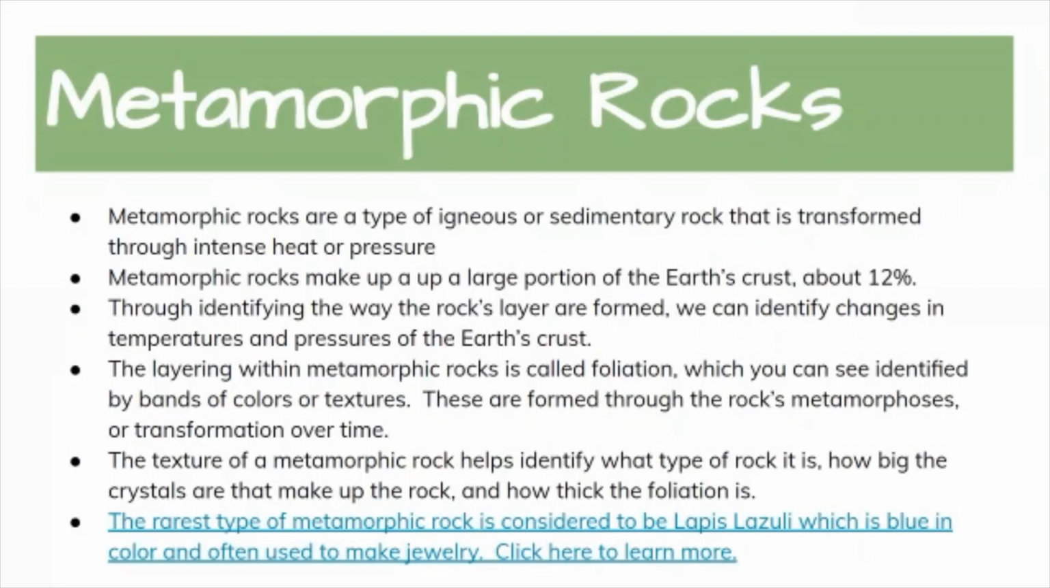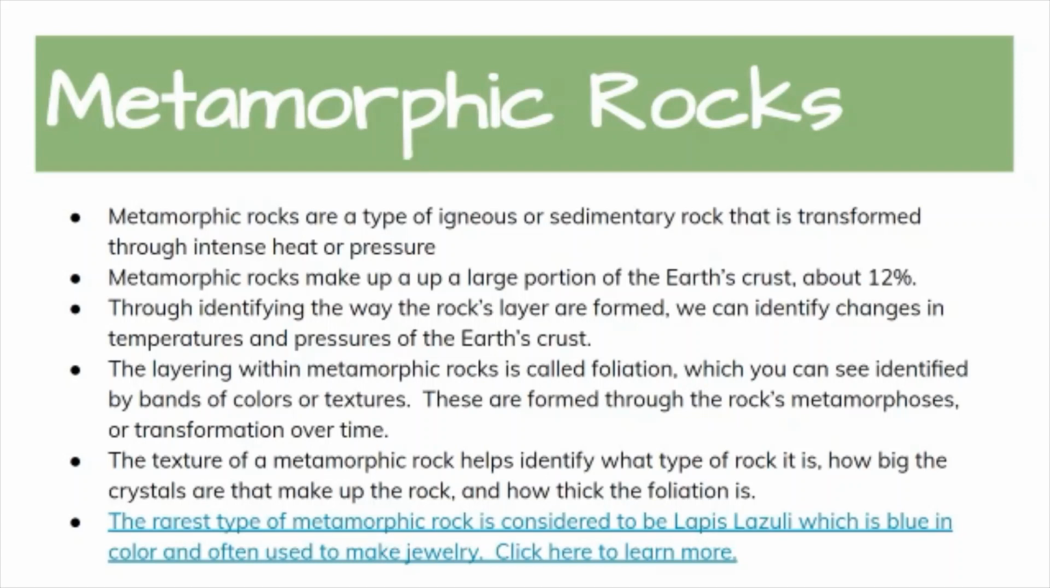Through identifying the way the rock's layers are formed, we can identify changes in temperatures and pressures of the Earth's crust. The layering within metamorphic rocks is called foliation, which you can see identified by bands of colors or textures. These are formed through the rock's metamorphosis or transformation over time. The texture of a metamorphic rock helps identify what type of rock it is, how big the crystals are that make up the rock, and how thick the foliation is.